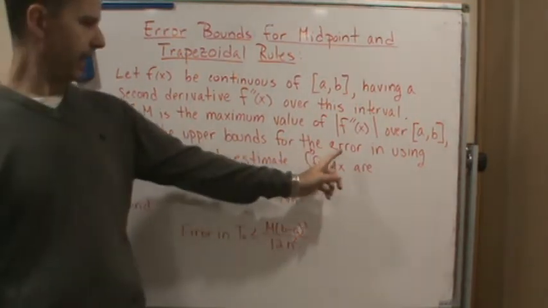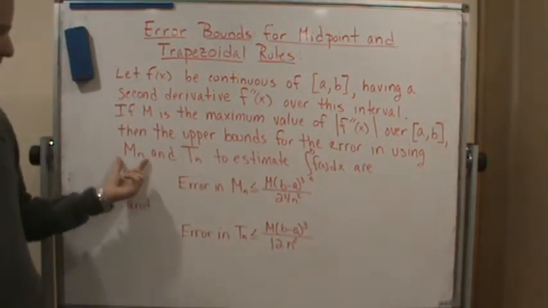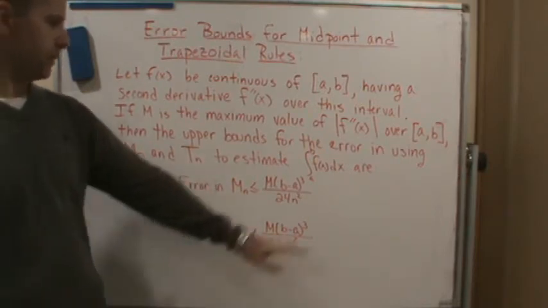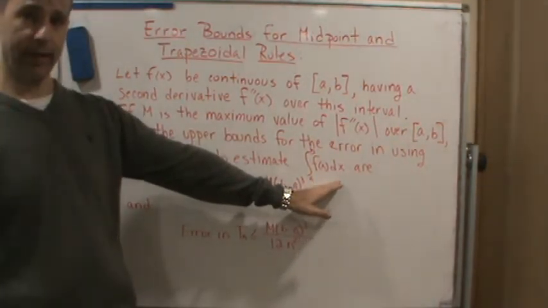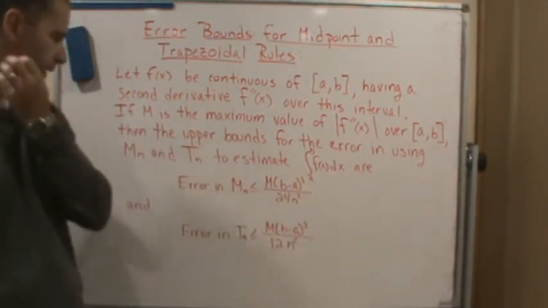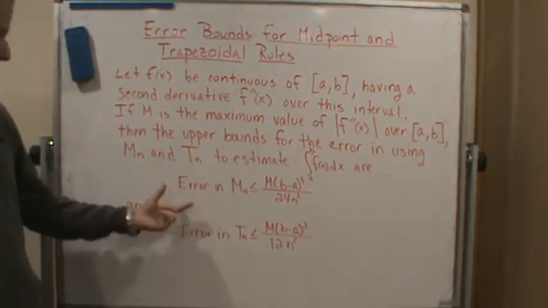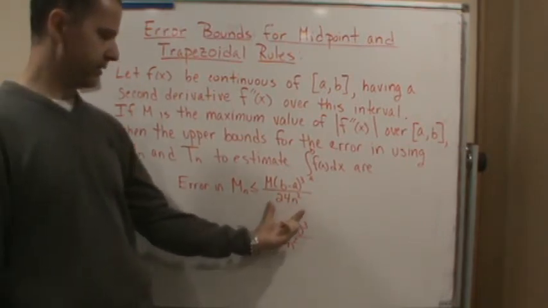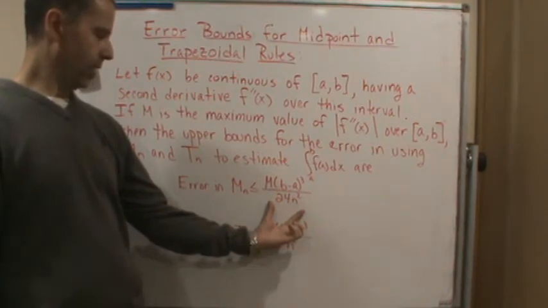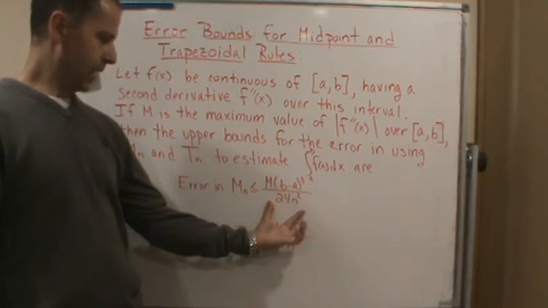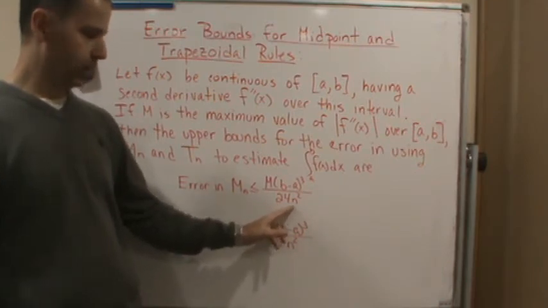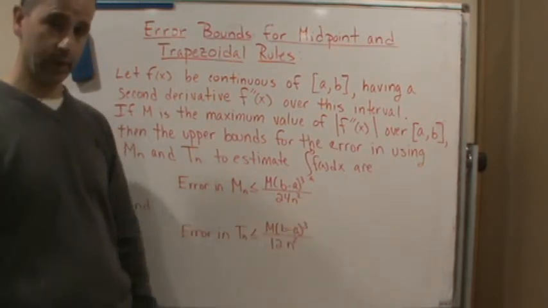then the upper bounds for the error in using M sub n and T sub n, the midpoint rule and the trapezoidal rule, to estimate the integral of f of x dx from a to b, are given by these two formulas. In using the midpoint rule, the maximum error is given by this expression: capital M, the maximum value that we found, times the quantity b minus a cubed, divided by the quantity 24 times n squared.